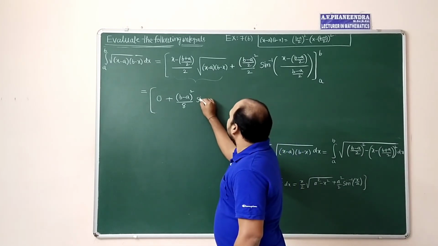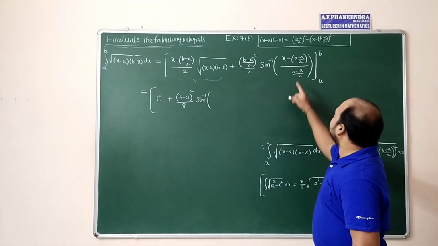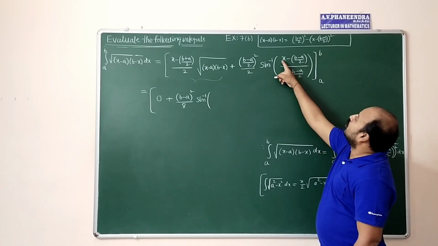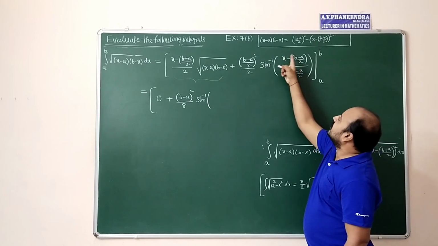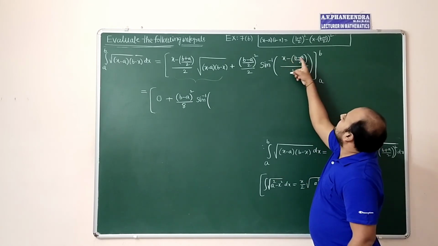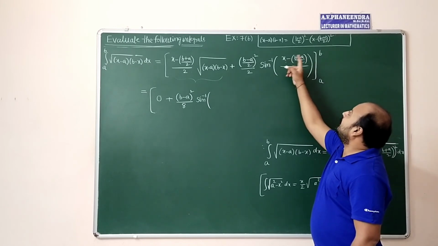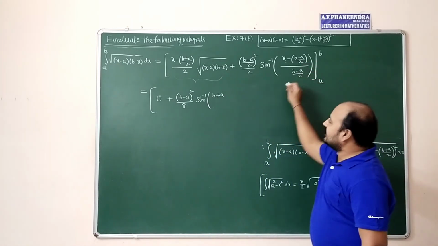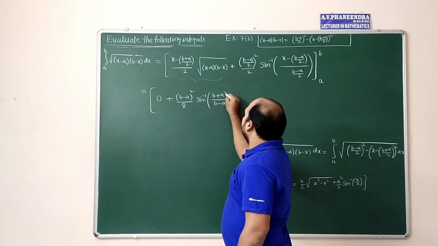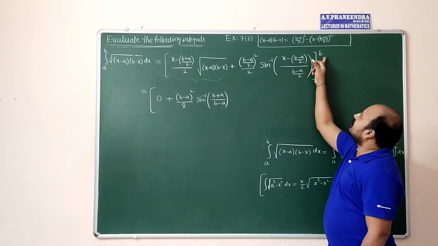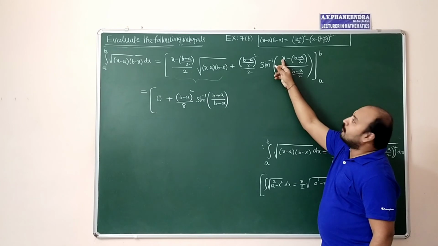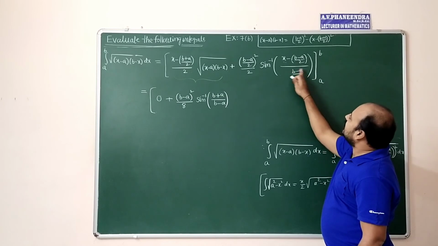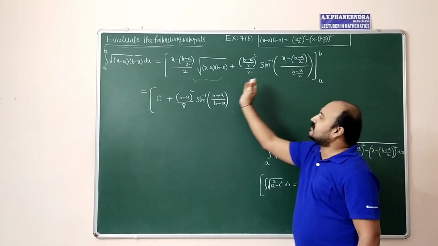x is equal to b, we are substituting. 2b, here b is there. After taking LCM, 2b minus b, 2b minus b is b. Minus into minus is plus, so b plus a divided by 2. Here 2 get cancelled: b minus a. Once again I repeat. In place of x, upper limit b substituting. So 2b minus (b plus a). 2b minus b is b plus a. Here 2 get cancelled, denominator is b minus a. So upper limit is completed.